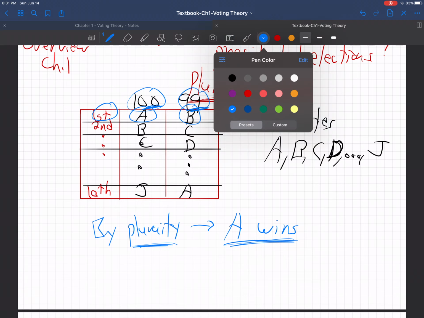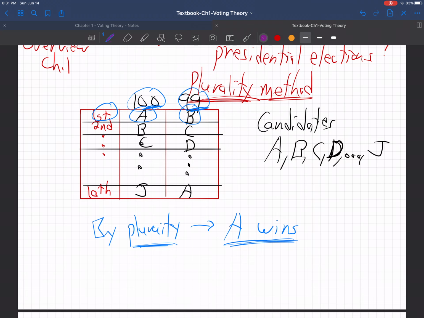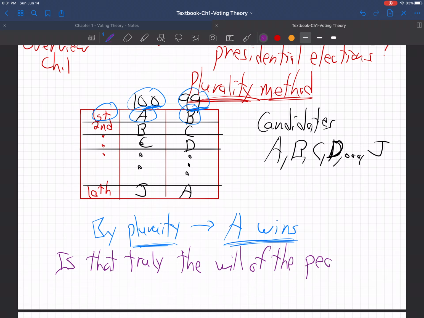Now, here's my question. Is that truly the will of the people? Because that's the job in voting, right? Any voting system is supposed to determine as fairly as possible what the whole group really wants. You know, who do they like best? You might say, well, yeah, A won. Well, hold on. These 100 people like A best, and B only had one less first place vote. I mean, it was really close, right? A got 100, B got 99.